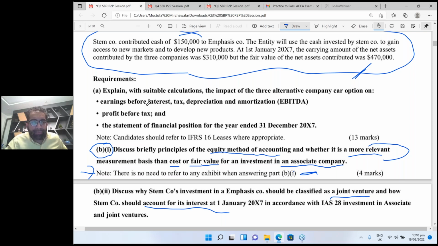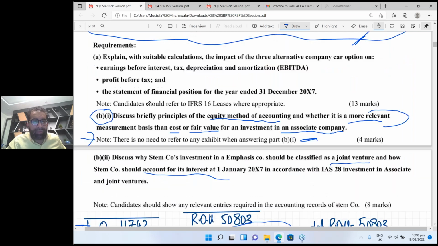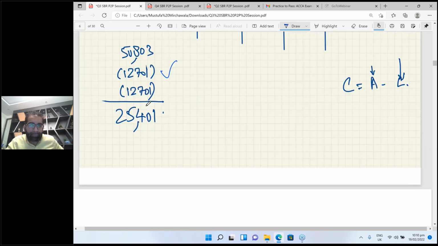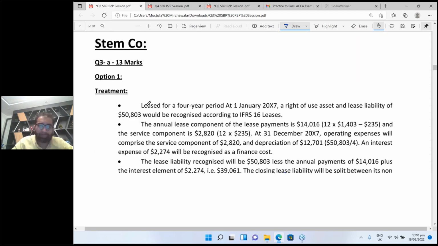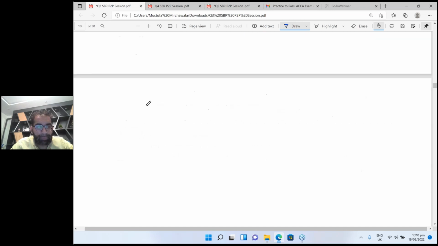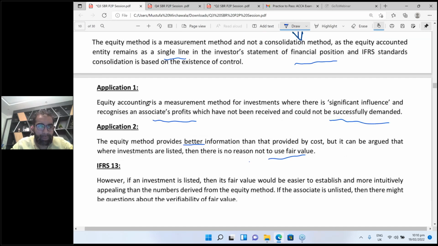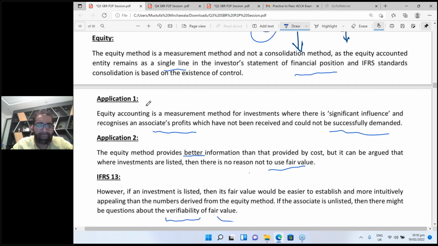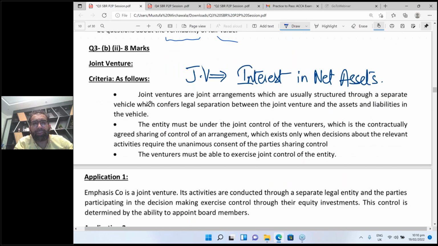First of all, let's just see this first requirement. I've just written this with the pen. Joint venture is interest in net assets, I told you orally. Now, joint ventures are joint arrangements which are usually structured through a separate vehicle, a separate company, which confers legal separation between the joint venturers and the assets and liabilities in the vehicle.